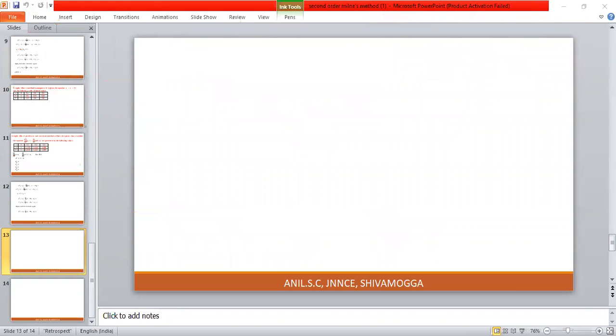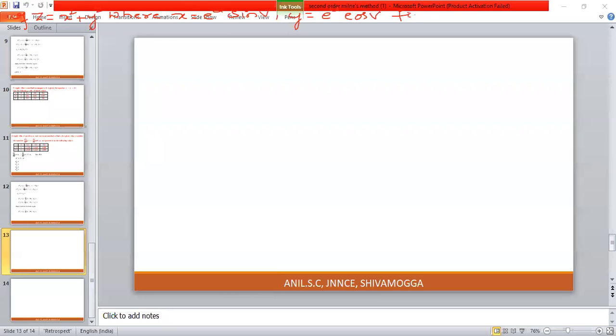Next problem. If Z is equal to x square plus y square, where x is equal to e power u into sin v, y is equal to e power u into cos v.